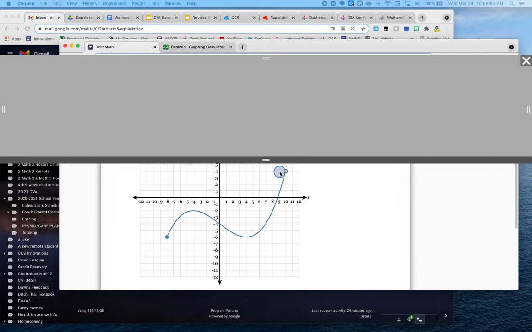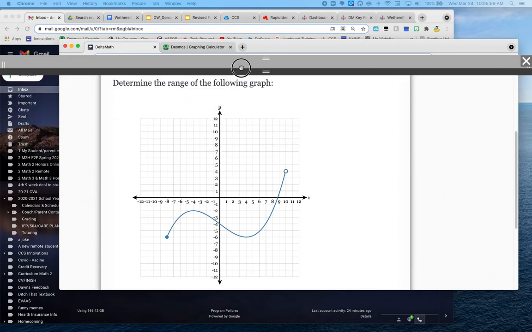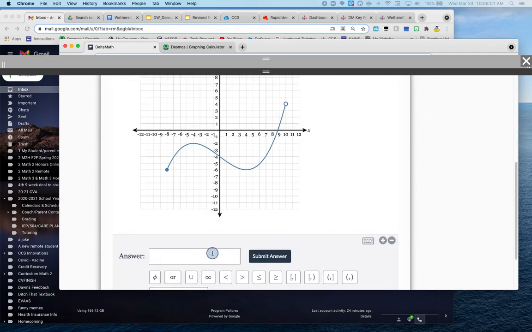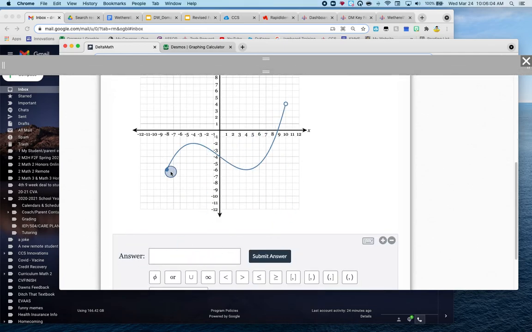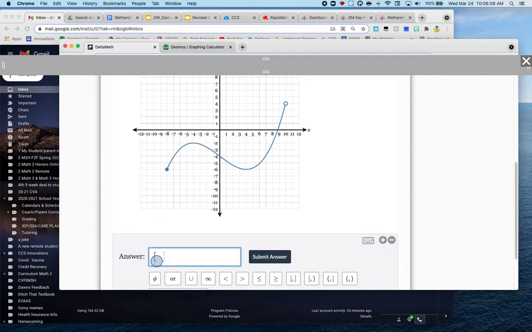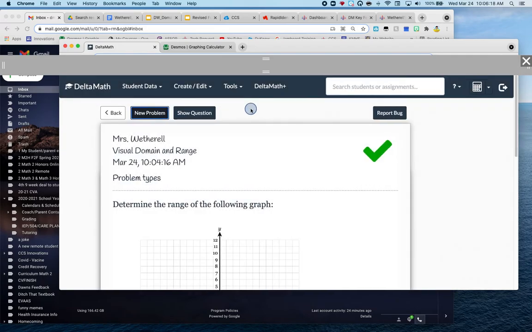Okay, the last part of the graph I see is right here. And what is the y value? It's 4. So what I would do then is I would go ahead and type in my interval. I know this one, the -6, remember, is going to have a brace, and brace -6, comma. This is an open circle at 4, so I'm going to type a 4 and a parenthesis and submit my answer. Okay, so let's see if I can find one with domain to give you an example.